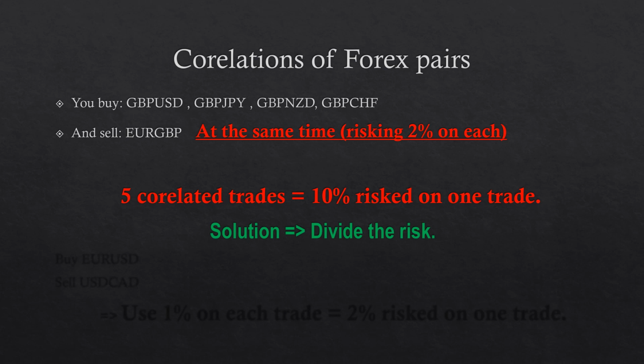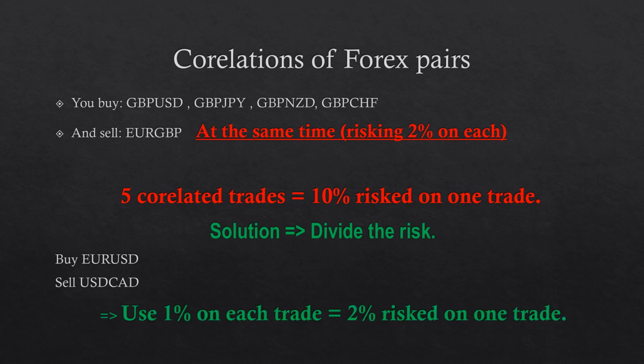The good news is that we have a solution to this, and that is to divide the risk. So for example, if you see a buy on Euro USD and you see a sell on USD CAD, one thing you can notice from these two trades is that they are all dependent on USD. Since both of these pairs are correlated because they both have USDs, the solution will be to use 1% for each, so that we risk 2% in total.